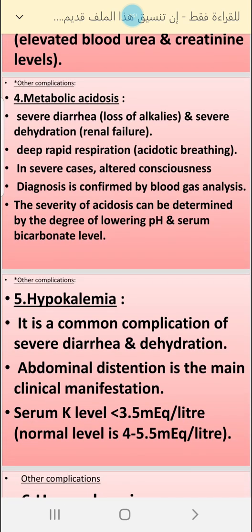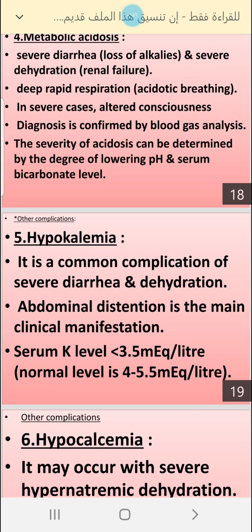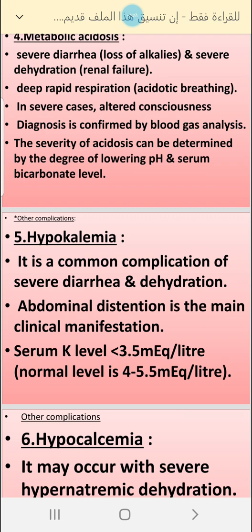The other complication is hypokalemia. It is a common complication of severe diarrhea and dehydration. There is abdominal distension, which is the main clinical manifestation. Serum potassium level is less than 3.5 milliequivalent per liter. The normal level is from 4.5 to 5 milliequivalent per liter.